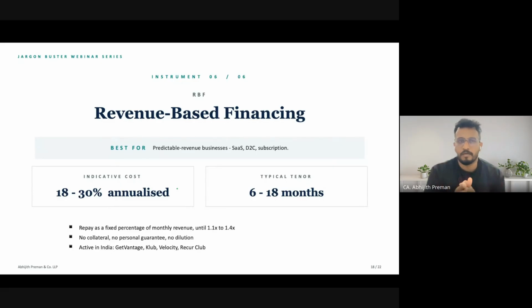And since you have predictable revenue, since you have a lot of retailer clients, or you are a D2C business wherein you have a predictable kind of revenue, then it can be structured as a percentage. So there is no collateral, no personal guarantee, no dilution. Active in India, we have Getvantage, Club, Velocity, Recur Club, and all. So this is purely based on your revenue, purely based on your GST returns and all those things.